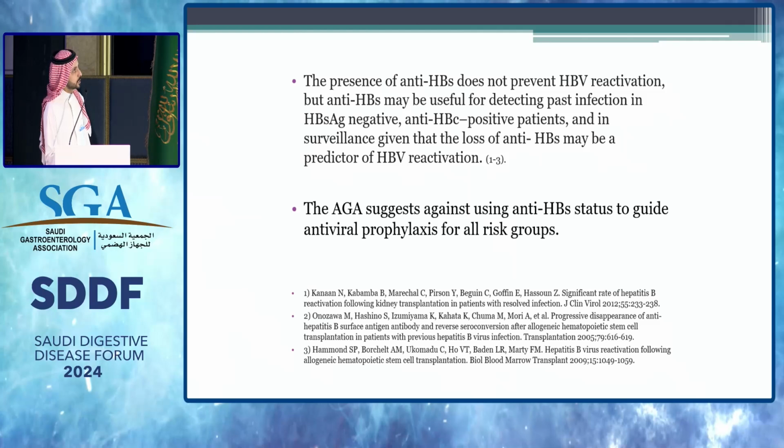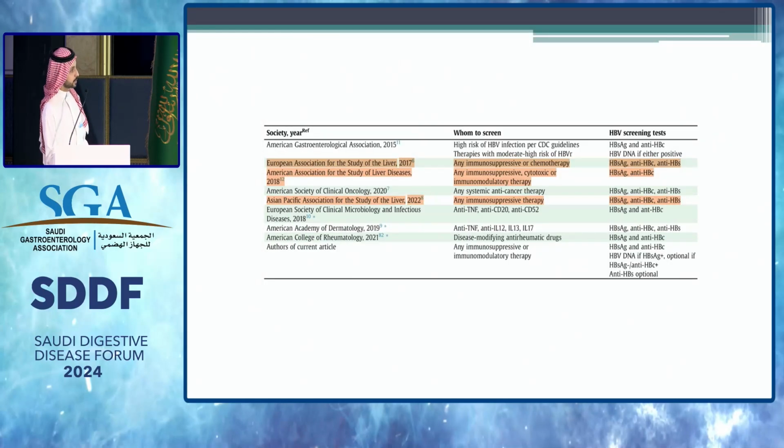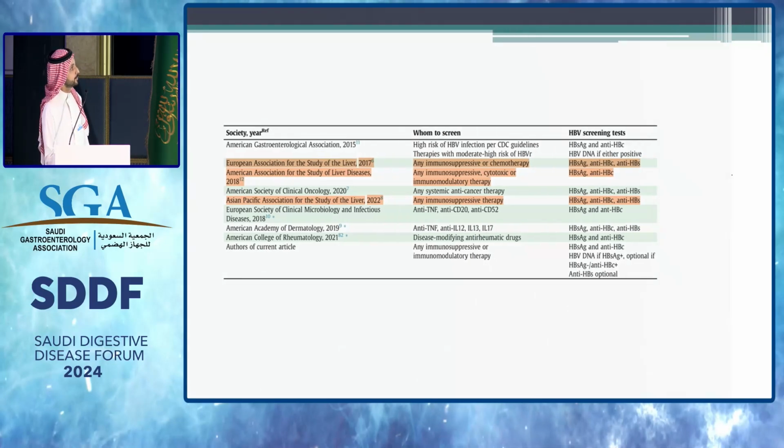However, that presence does not prevent HBV reactivation, although the surface antibody may be useful for detecting past infections in surface antigen negative and core positive patients, and in surveillance, given that the loss of surface antibody may be a predictor of reactivation. Of note here that the AGA guidelines actually recommend against using the surface antibody. So that's basically the summary of the guidelines and their use for surface antibody. The AASLD and the AGA do not recommend it, but the EASL and the Asia Pacific guideline from 2021 do recommend it.